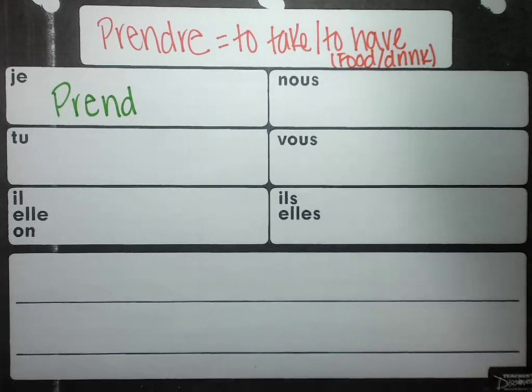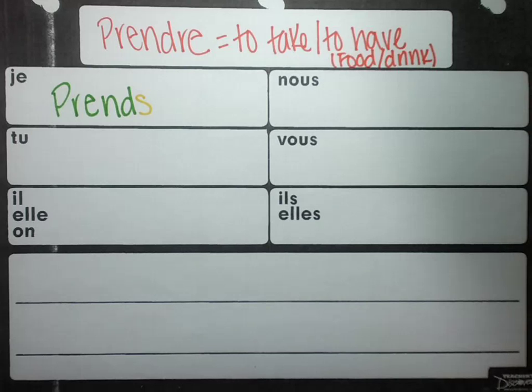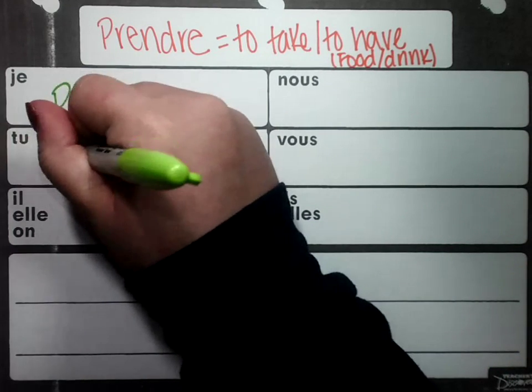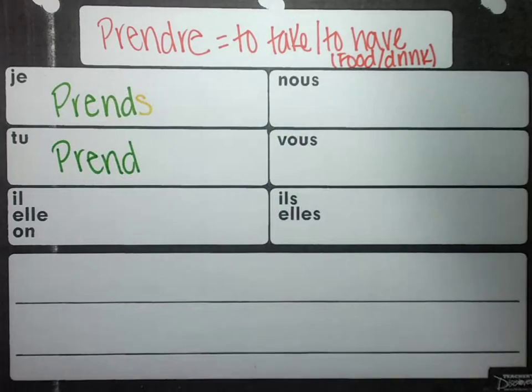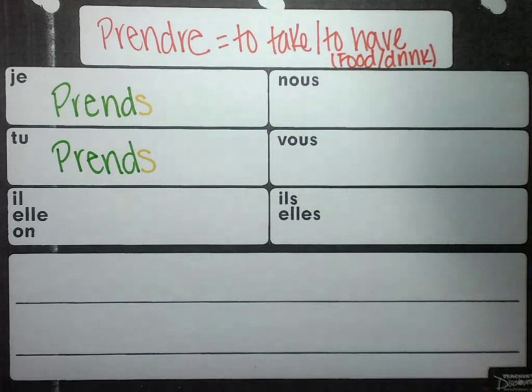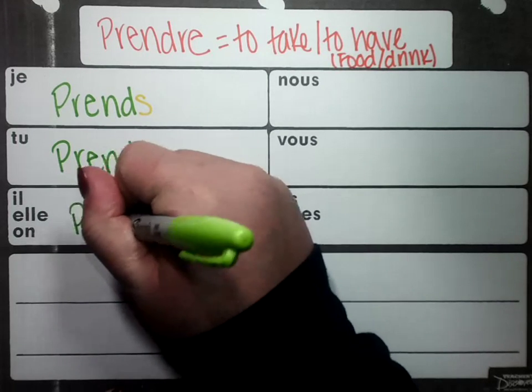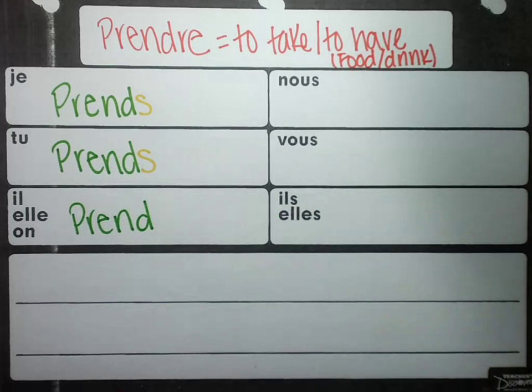So remember, for RE verbs, my ending is an S. So we have je prends. All right. Up next, we're going to do the same thing for tu. All right. And then add your ending on, S. So tu prends. Il, elle, on. Remember, we just dropped that ending and we write our stem. And that is our verb. Remember, you don't add anything onto the end for il, elle, on.